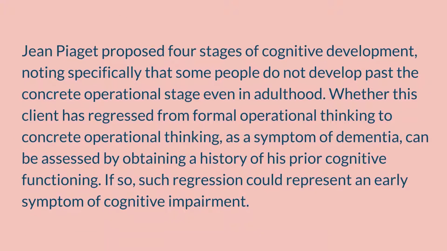Jean Piaget proposed 4 stages of cognitive development, noting specifically that some people do not develop past the concrete operational stage even in adulthood. Whether this client has regressed from formal operational thinking to concrete operational thinking as a symptom of dementia can be assessed by obtaining a history of his prior cognitive functioning. If so, such regression could represent an early symptom of cognitive impairment.